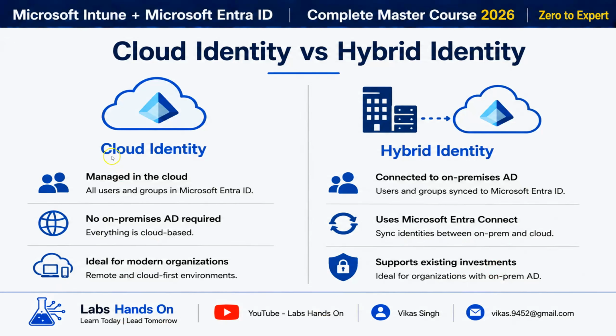Cloud identity is ideal for modern organizations, remote and cloud first environments. However, hybrid identity supports existing investment and is ideal for organizations with an on-premises Active Directory. So if you have an existing Active Directory which you want to leverage with Microsoft Entra ID or Microsoft Intune, you can use the hybrid deployment. And if you are setting up something new, then you can use cloud identity only.